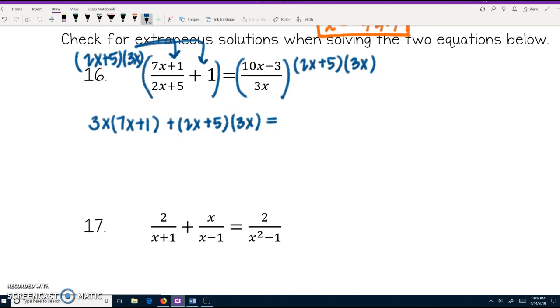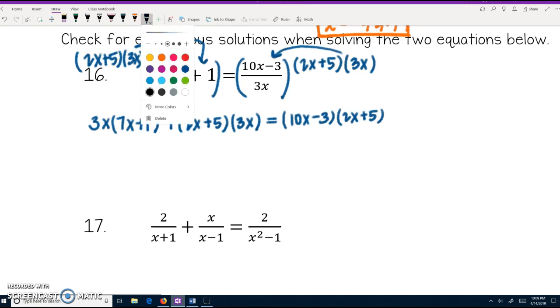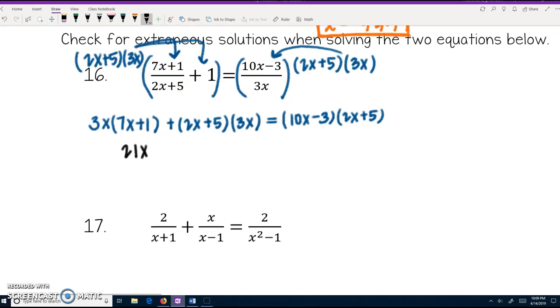And then over on the right, when I distribute in, just the 3x top and bottom will cancel. So I'll end up with 10x minus 3 times 2x plus 5. So we have some multiplication and foiling ahead of us. When I distribute that 3x in, I'll end up with 21x squared plus 3x. Then here, I'm going to multiply this 3x by this 2x to get 6x squared, and then by the 5 to get 15x. When I FOIL over here, 10x times 2x will be 20x squared.